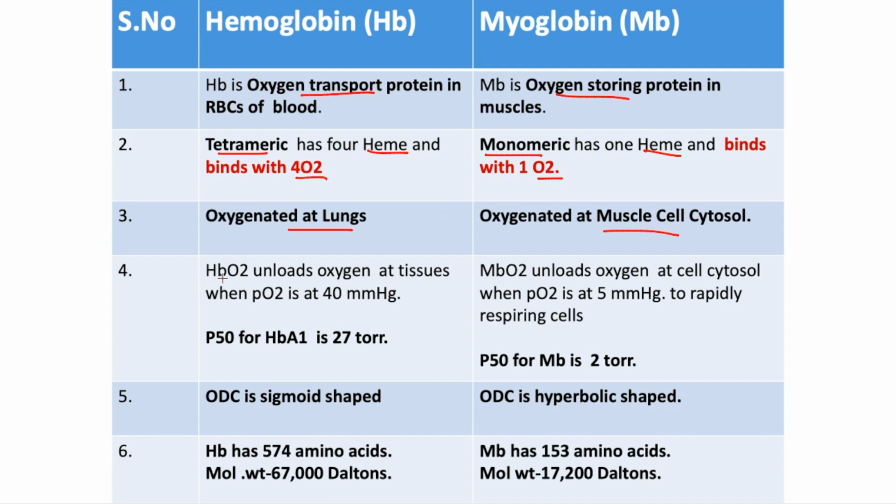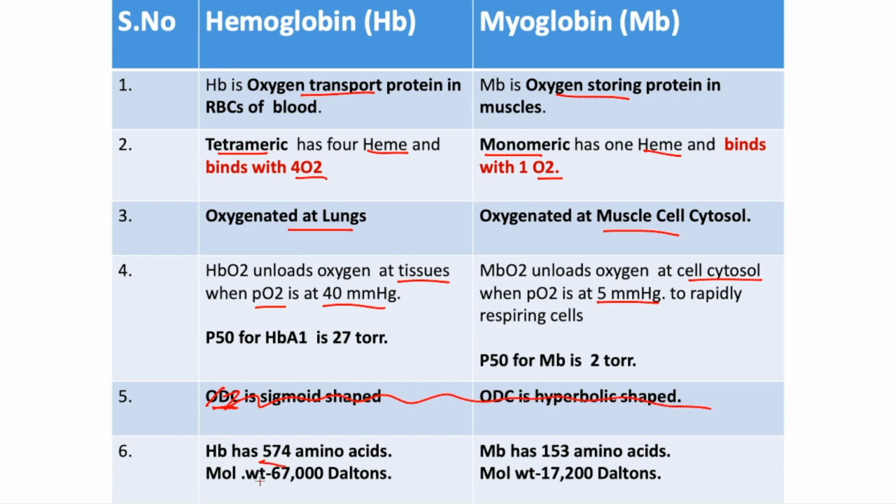HbO2, that is oxygen bound hemoglobin, unloads oxygen at tissues when PO2 is at 40 mmHg. Myoglobin or MbO2 unloads oxygen at the cell cytosol when the PO2 is at 5 mmHg to rapidly respiring cells. Now these values you don't have to remember, you just have to understand what it does. ODC is sigmoidal in shape, so you don't have to worry about this point. That point is not that important.